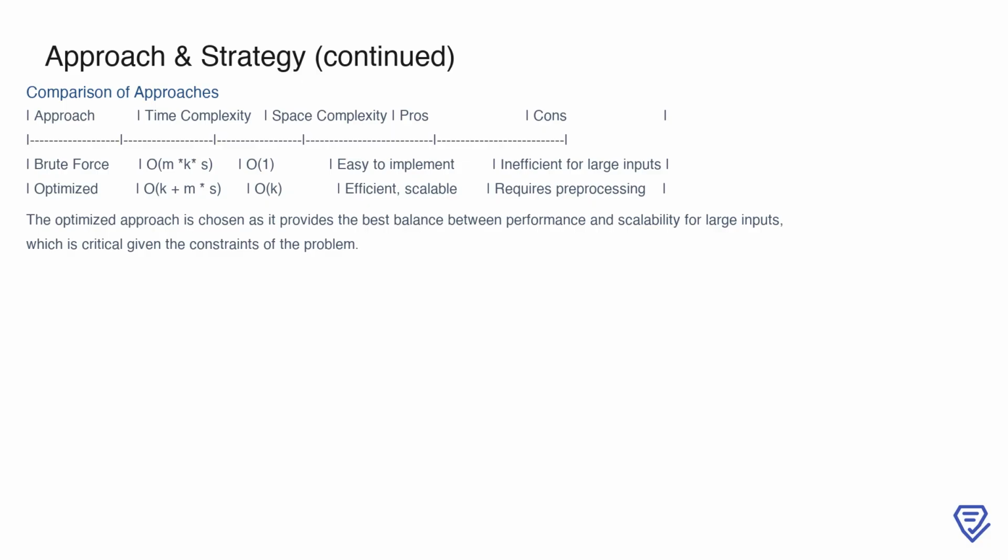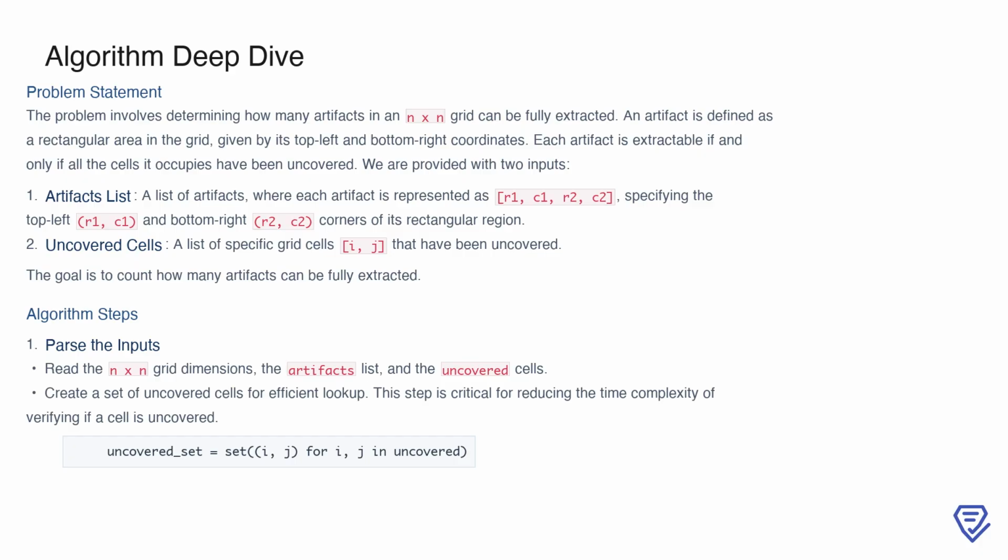To solve this problem, we need to determine how many artifacts in an NxN grid can be fully extracted. An artifact is represented as a rectangular area, defined by its top left and bottom right coordinates. The condition for extraction is that all cells occupied by the artifact must be uncovered. To achieve this, we are given two inputs, a list of artifacts and a list of uncovered cells in the grid. The first step in our algorithm is to parse these inputs.